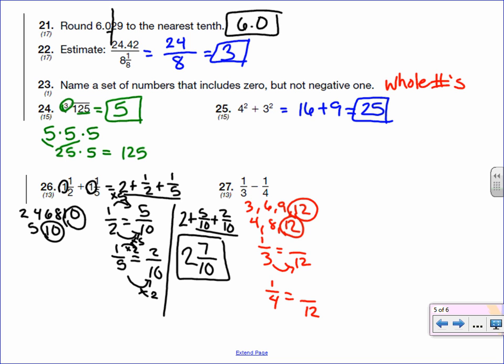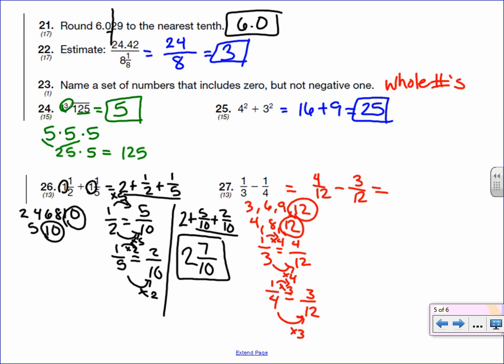So 1/3, 3 to 12 is times 4. 1 times 4 is 4. So 1/3 is the same thing as 4/12. 1/4, 4 times 3 gives me 12. 1 times 3 is 3. So 1/4 is the same thing as 3/12.